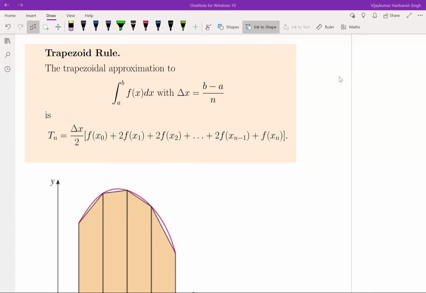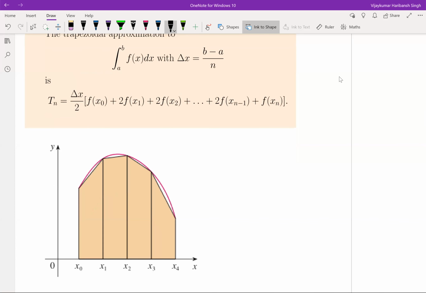So now the next approximation is what is called the trapezoid rule. What you do in the trapezoid rule is, instead of approximating with a midpoint, you take these points, so x0 to x1, you basically go to these points and form a trapezoid. So you join these two and you get a trapezoid like that. Now, what is the area of a trapezoid?